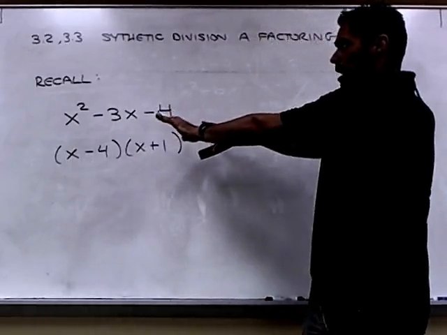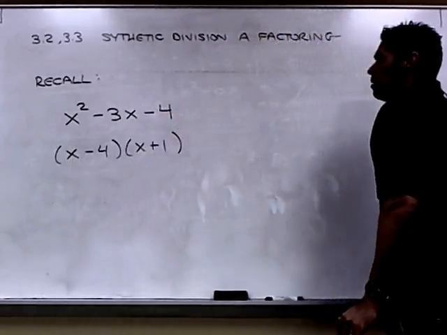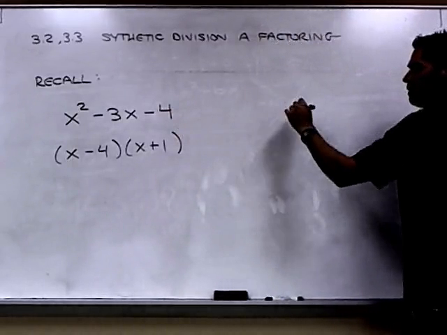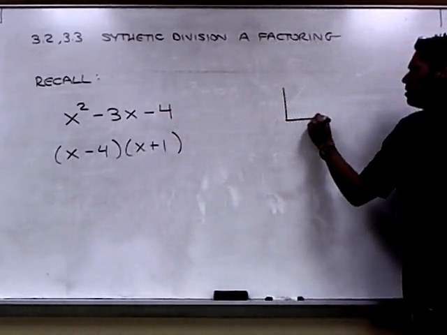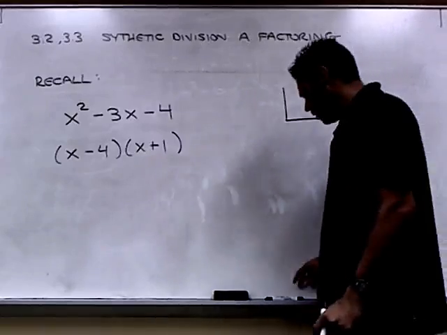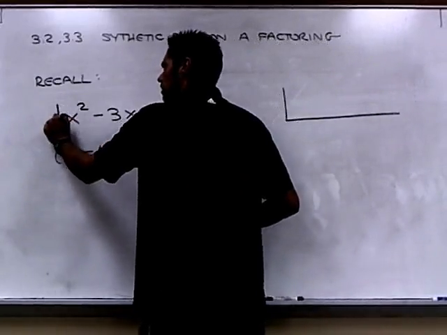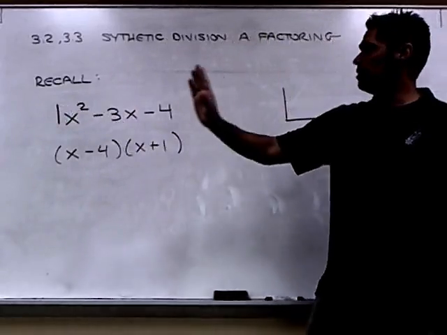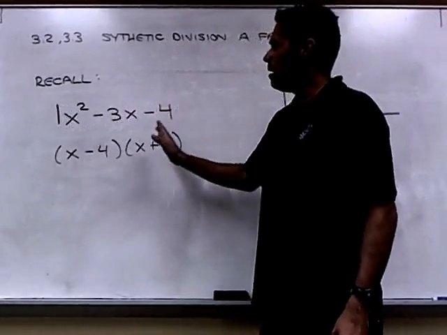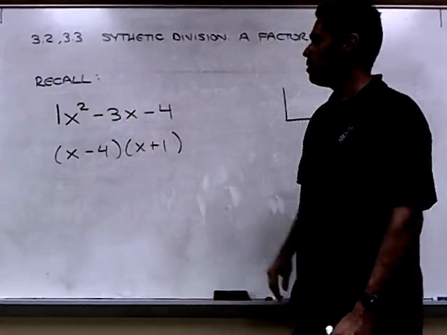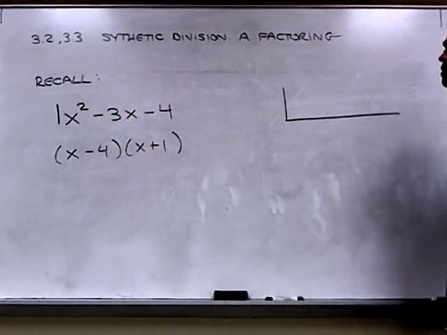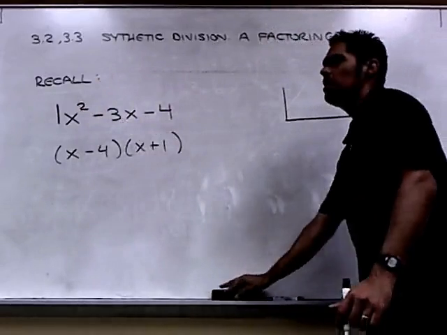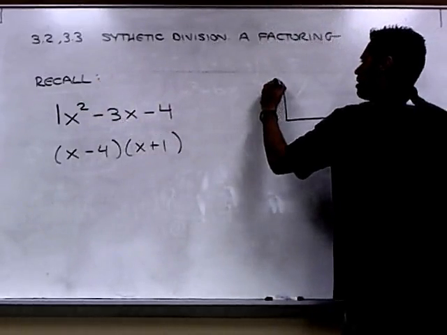Keep this in mind, okay? Keep this problem in mind. What I'd like for you to do is take that expression and look at the numbers in front of each term, so the coefficients. Make sure it's in descending order. What are the numbers, just the numbers by themselves? 1, -3, and -4, right?